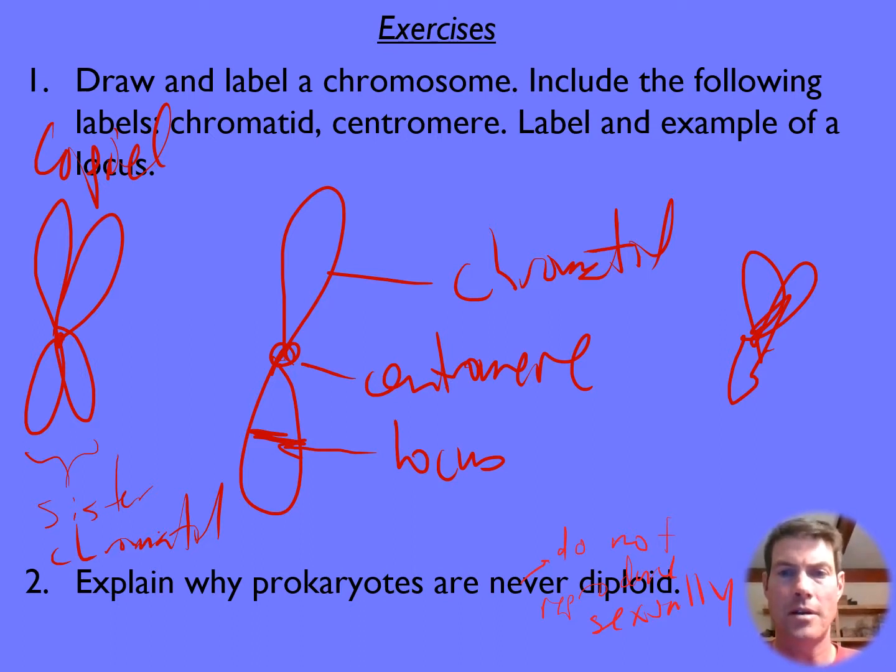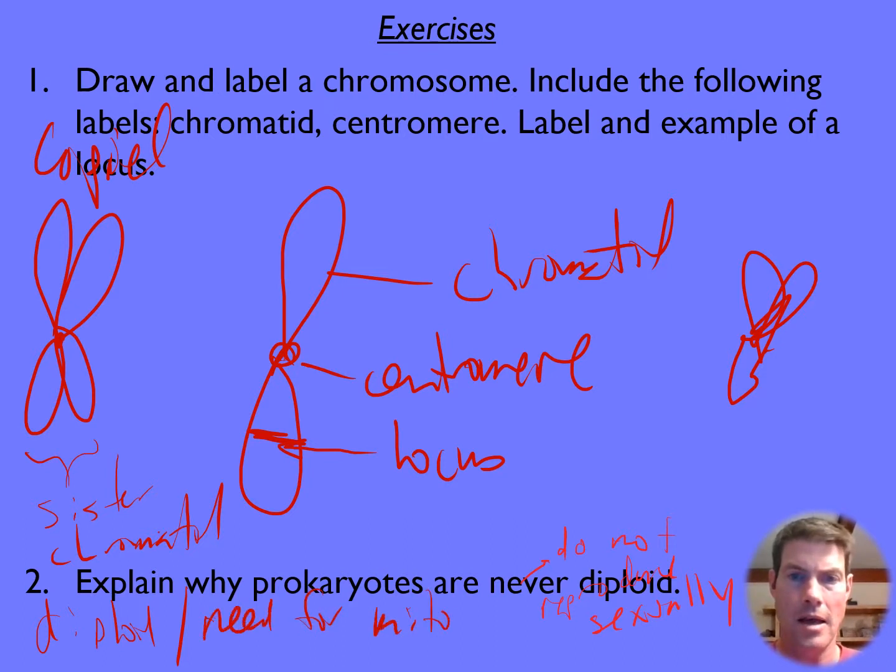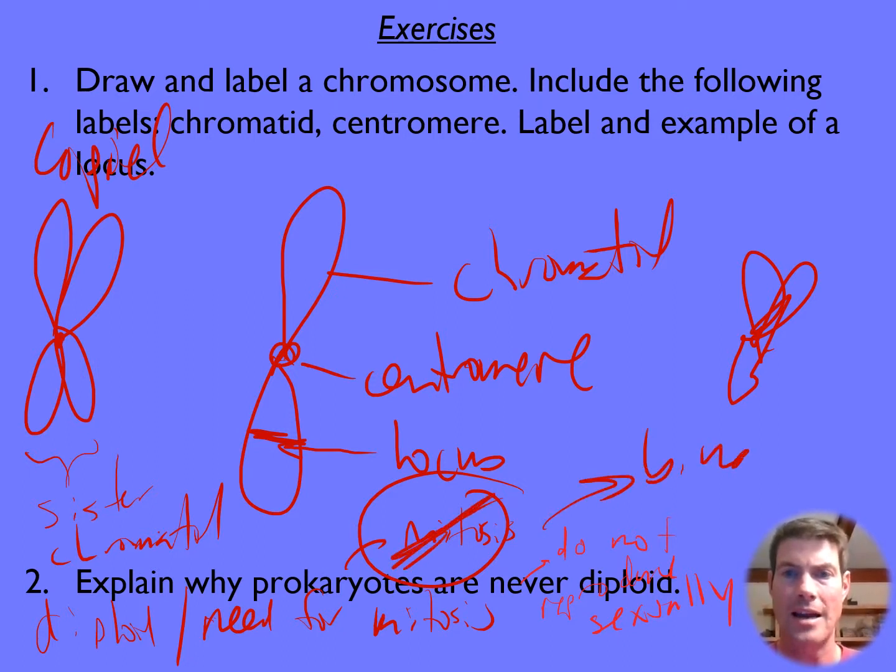And why are prokaryotes never diploid? You only need diploid to separate for things like mitosis. And since prokaryotes do not use mitosis, they do something else. If you remember, it's called binary fission. So you need to have a diploid number, meaning you get a half number, so you can divide things up. Prokaryotes do not do that. They just have that single chromosome that gets copied and then separated, binary fission.